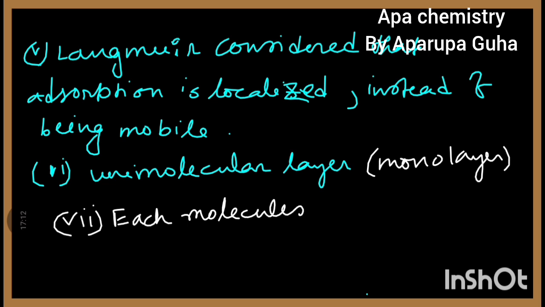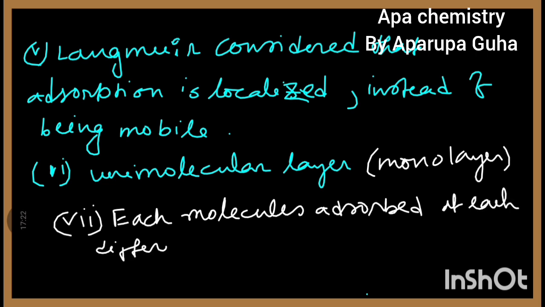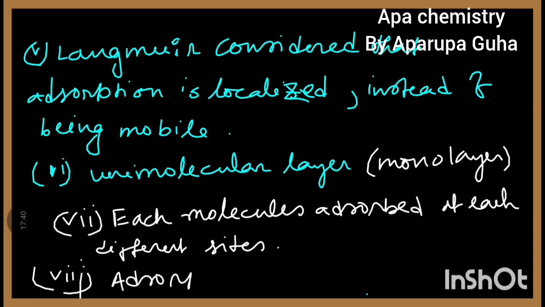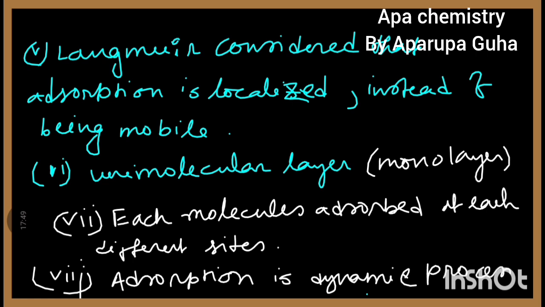Each molecule is adsorbed at a different site. For each site there should be one molecule that is adsorbed. Okay, next. Adsorption is a dynamic process. Adsorption should be a dynamic process, because adsorption can take place continuously. Next one.